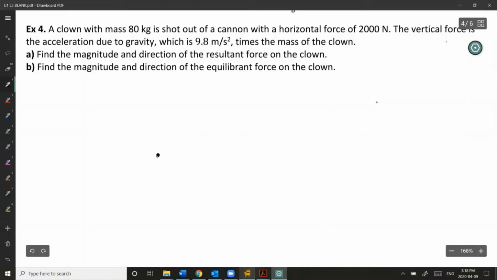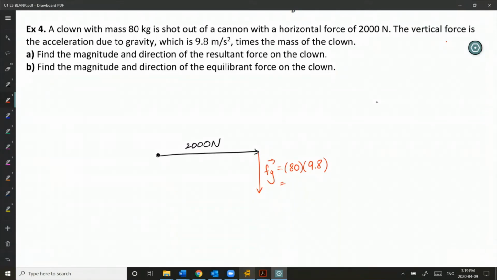So let's say this is our cannon. The clown is shot out at 2,000 newtons. Now we also have a force that's acting on this clown, which is pulling it down, and this is the force of gravity. So if we're given the mass, we can find the force that's acting on it by multiplying the mass of that object by the acceleration due to gravity, and that should give us 784 newtons.